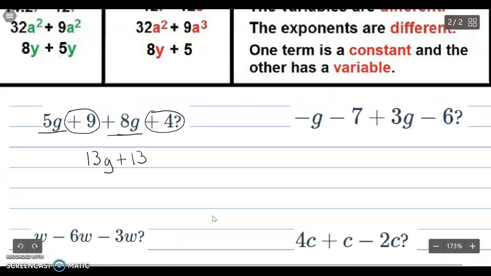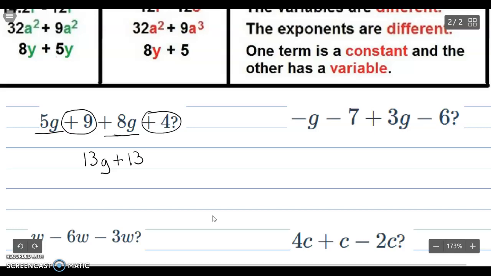All right, go ahead and take a look at this next problem and see if you can combine the like terms here. Now, keep in mind that with this negative G, it's an understood 1G here. And make sure you attach the signs to that term. So you can pause the video here. All right, let's take a look.